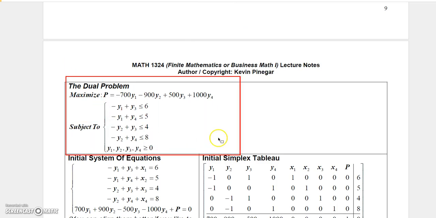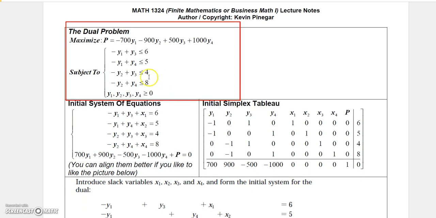Okay, now to solve that dual problem, we have to write our initial system of equations.